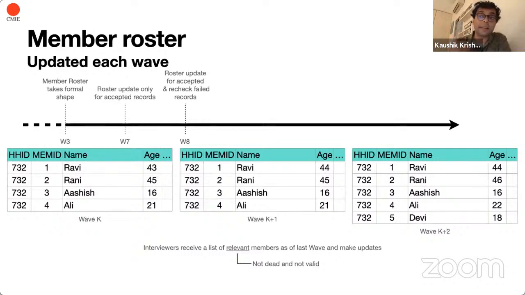A valid entry is an entry that goes through the QA process, either accepted or recheck failed. So as long as you get through that and the member isn't dead, that member shows up on the screen for the interviewer the next time they show up at the household to check who's living inside this household. This process happens every single time the household is met by us at CPHS, and that happens almost always exactly 16 weeks apart, which is 3 times a year, every single year like clockwork.